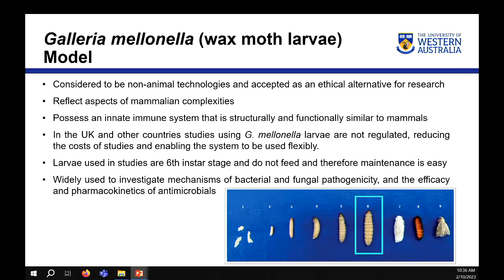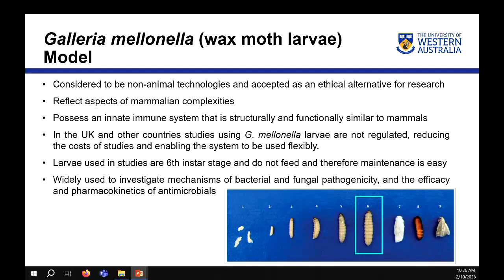So the Galleria mellonella, wax moth larvae, this is considered also to be a non-animal technology and accepted as an ethical alternative for research. The Galleria mellonella models since 2010, if you look at the literature, the amount of people screening in Galleria has gone up exponentially. And it's because they're actually quite easy to maintain. You don't even really need a true insectary. You just need like a 37-degree incubator.